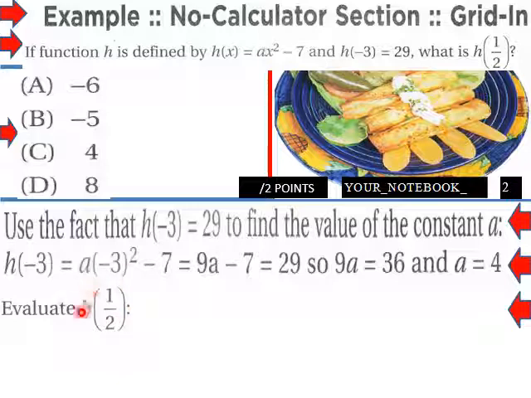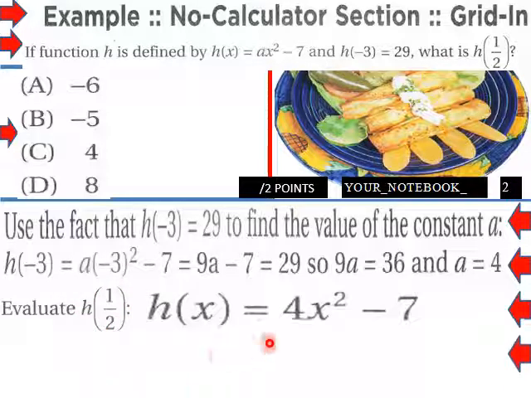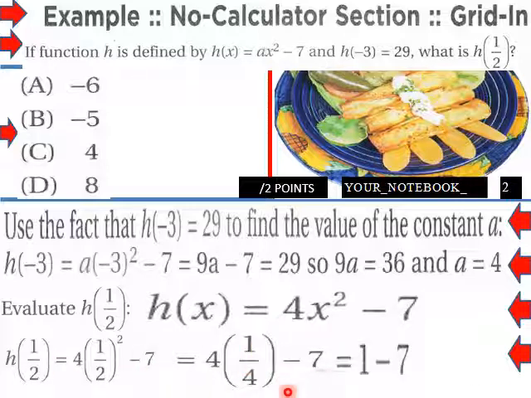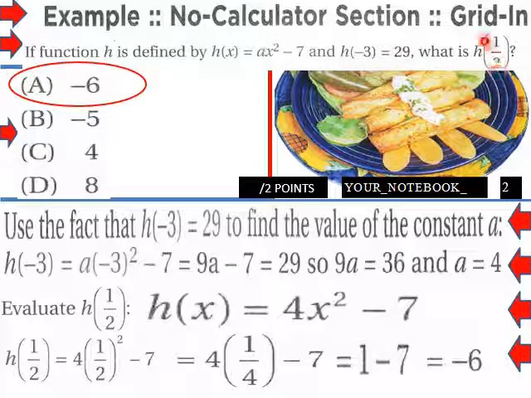Then, evaluate h of 1/2. We plug that in here, which equals 4 times 1/4 minus 7. 1 minus 7 equals -6. So h of 1/2 would be -6 under this process.